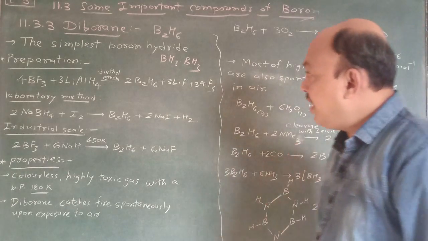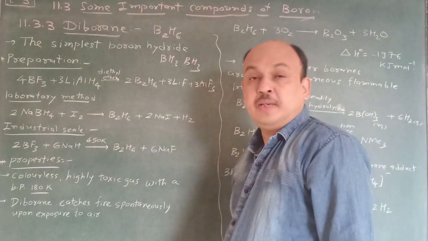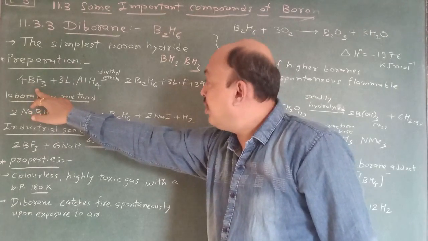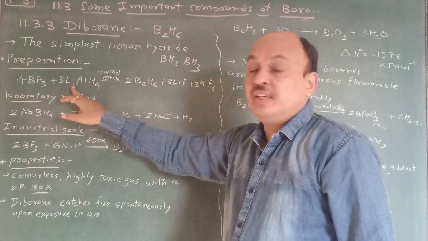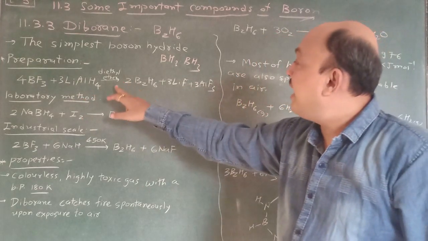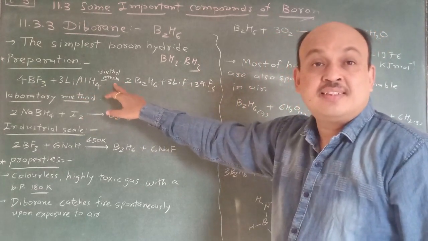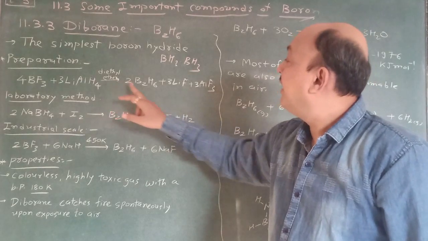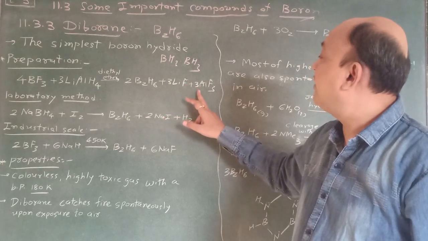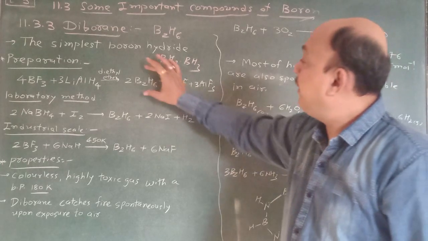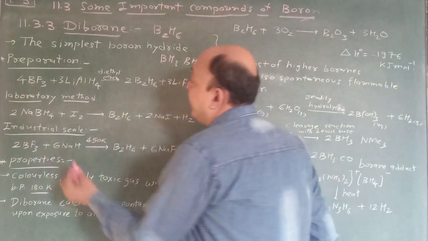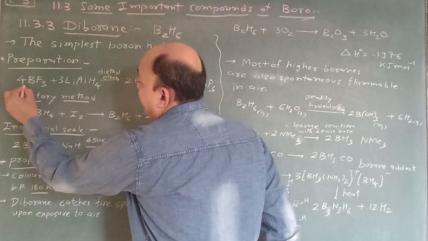Preparation. Now see, it is prepared in presence of boron trifluoride. Boron trifluoride when treated with lithium aluminium hydride in presence of diethyl ether, which acts as a catalyst, gives 2 moles of B2H6, 3 moles of LiF and 3 moles of AlF3. Complete the reaction, this question is asked many times. So just remember that. First of all, remember the preparation.